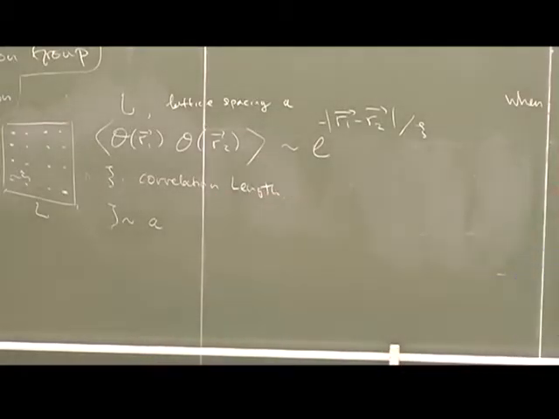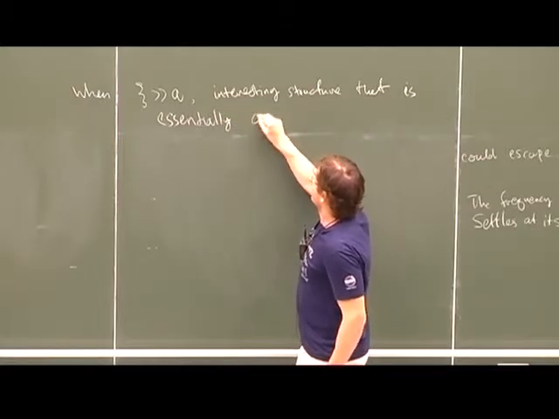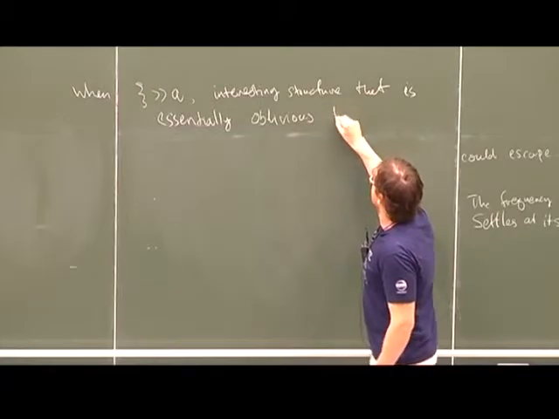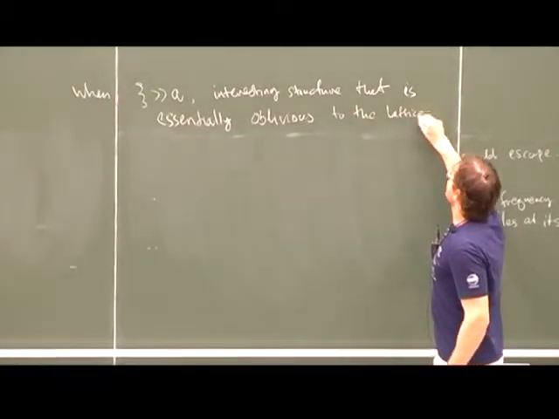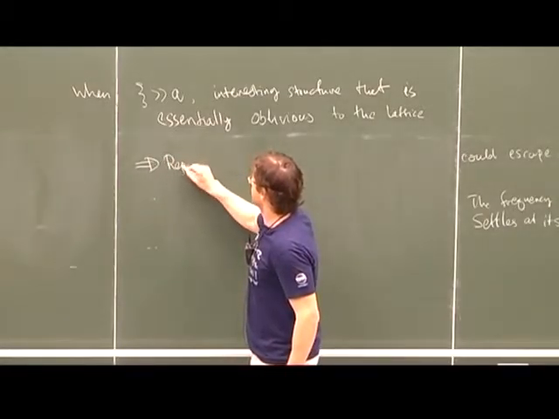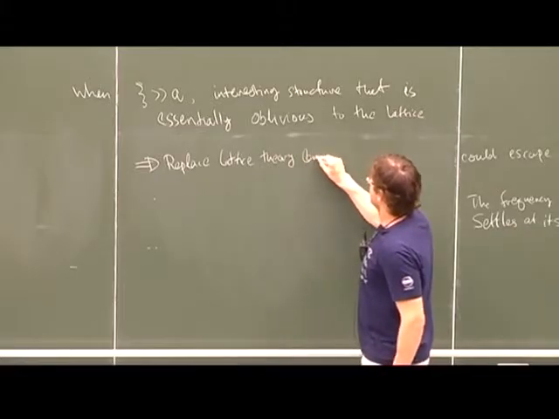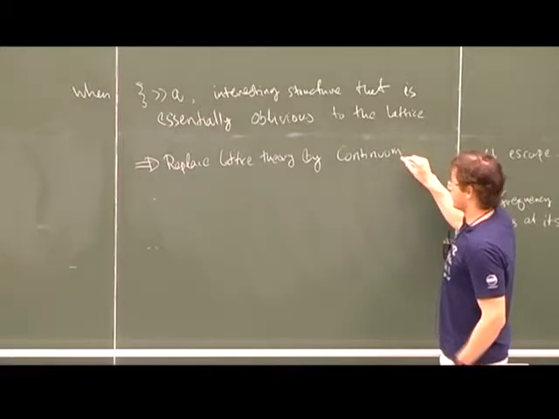When this is true, there is an interesting structure which extends over scales that are much larger than the lattice spacing. There is interesting structure that extends much beyond the fine lattice spacing details that is essentially oblivious to the lattice. And in this case, general physical intuition would suggest that you should be able to replace the lattice theory by a continuum theory. And that is when quantum field theory arises.